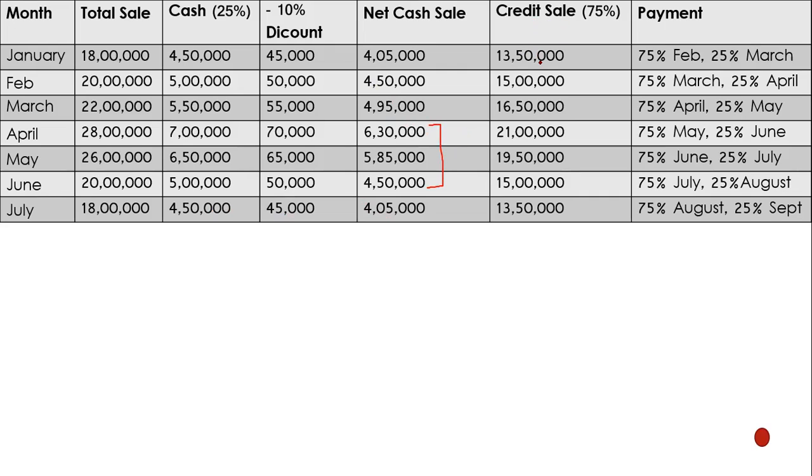credit sale. So 75% of total sale is in January. So 75% of 18 lakh is equal to 13 lakh 50,000. 75% of 20 lakh is equal to 15 lakh. 75% of 22 lakh is equal to 16 lakh 50,000. 75% of 28 lakh is equal to 21 lakh. 75% of 26 lakh is equal to 19 lakh 50,000. 75% of 20 lakh is equal to 15 lakh. 75% of 18 lakh is equal to 13 lakh 50,000.